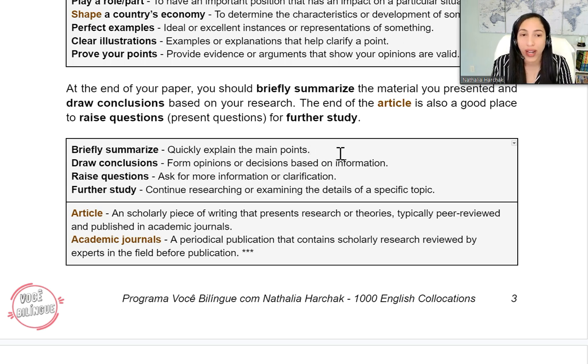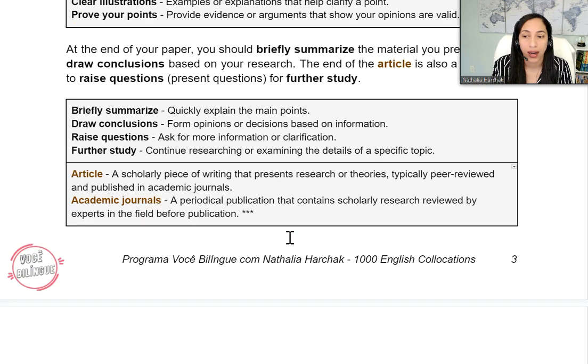Raise questions. To raise questions would be to ask for more information or clarification. Okay? To further study. So further means extra. Continue researching or examining the details of a specific topic. Article: a scholarly piece of writing that presents research or theories, typically peer-reviewed and published in academic journals.